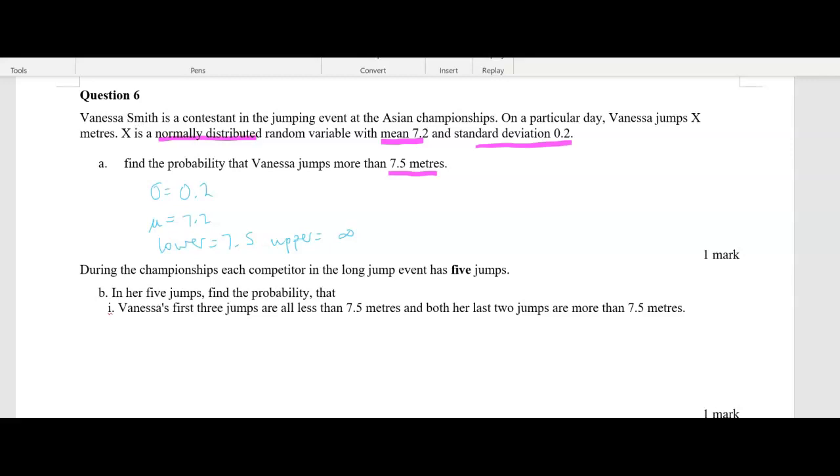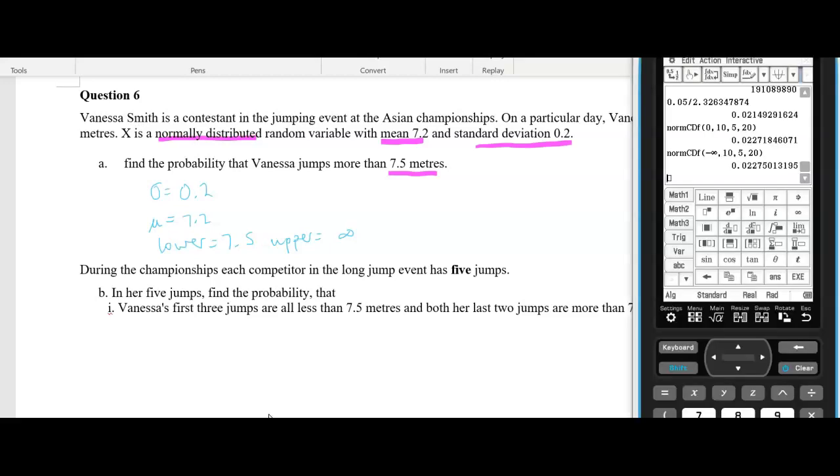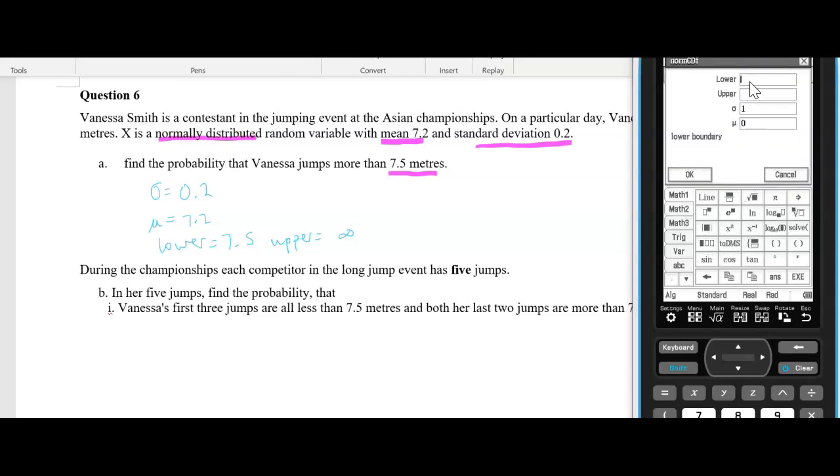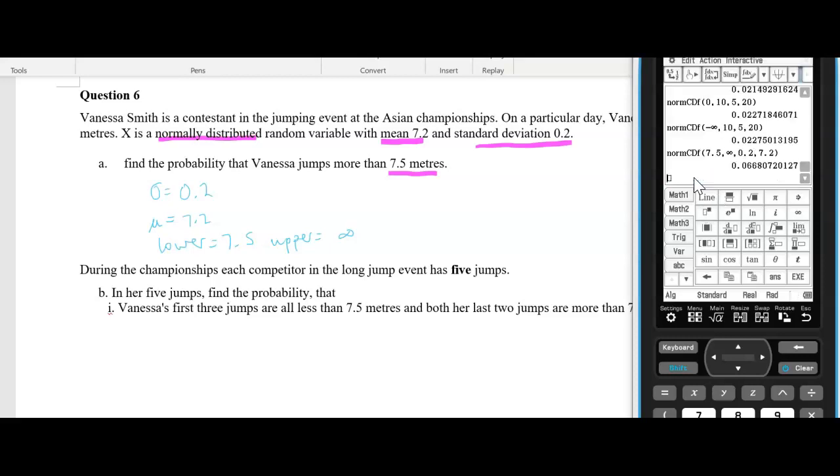Okay. Where is my calculator? There you are. Okay, so interactive distribution, continuous, normal CDF. All right, so her lower bound is 7.5 and then the upper bound is infinity. She can jump into space. Standard deviation is 0.2 and your mean is 7.2. All right, so what have we got? 0.0668.